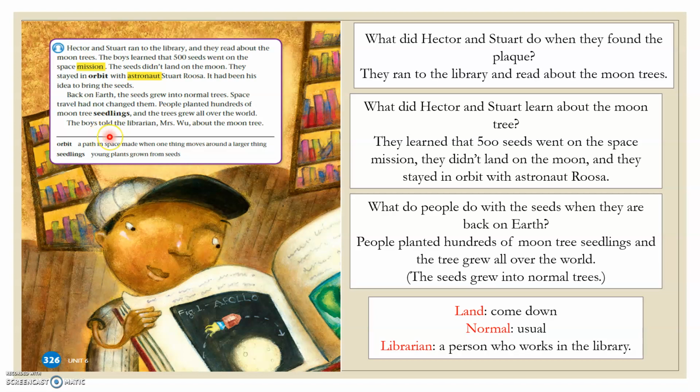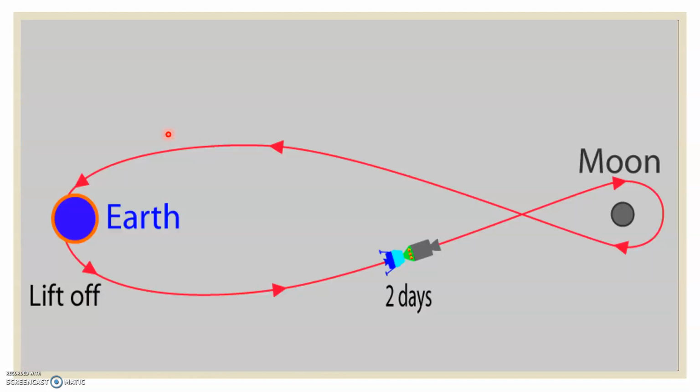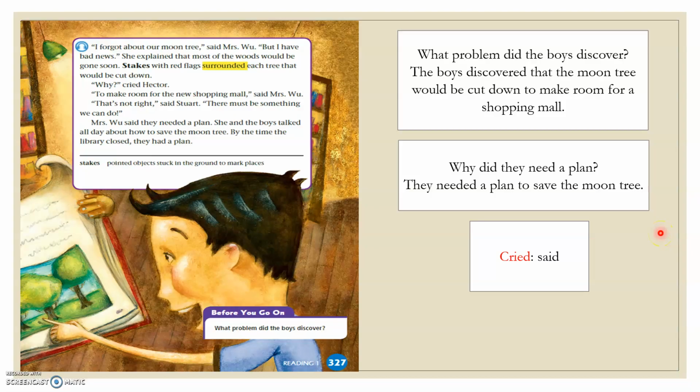The boys told the librarian, Mrs. Wu, about the moon tree. Look, this is the orbit. "Now, I forgot about our moon tree," said Mrs. Wu, "but I have bad news." What was the problem? She explained that most of the woods would be gone soon.